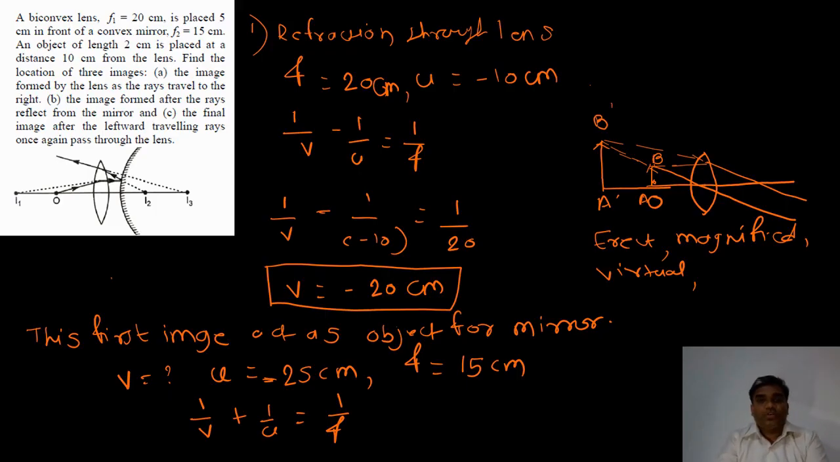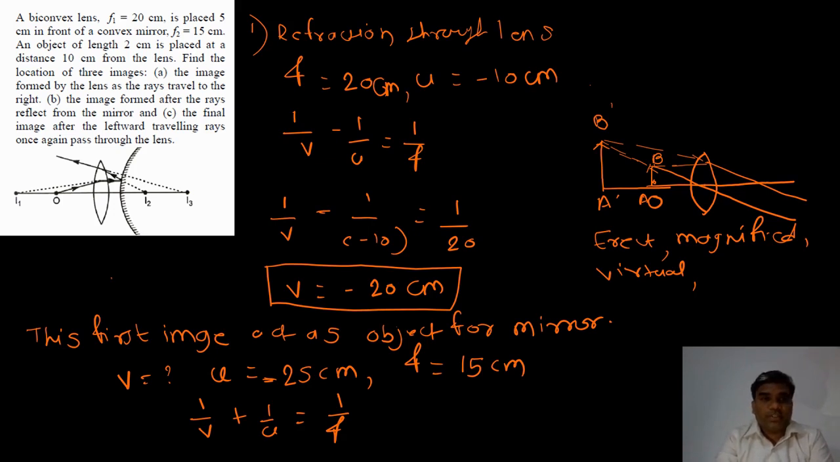Hello friends, today we are going to learn a problem from optics. Here we have a combination problem, a biconvex lens and a convex mirror. Okay, now what is the problem statement?